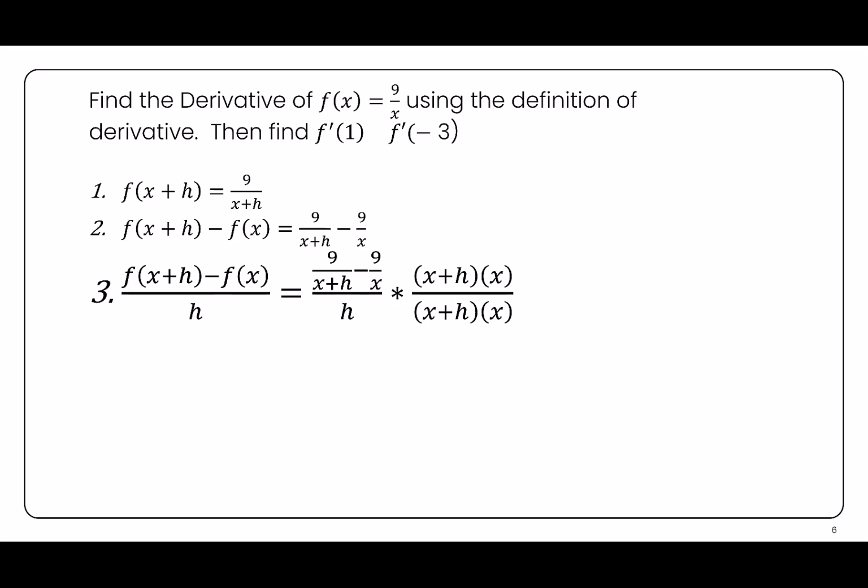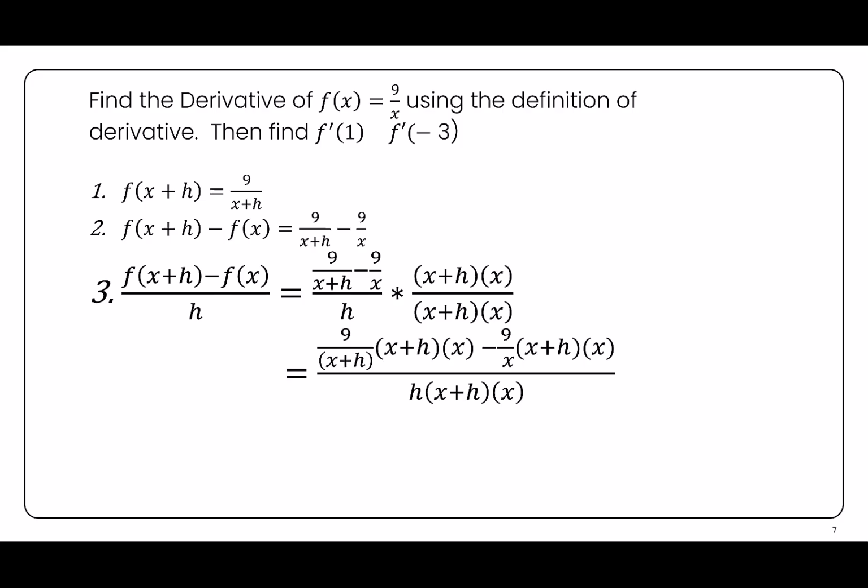I'm going to distribute the x plus h times x to each of my 3 pieces. That looks like 9 over x plus h times x plus h times x, minus 9 over x times x plus h times x, over h times x plus h times x.